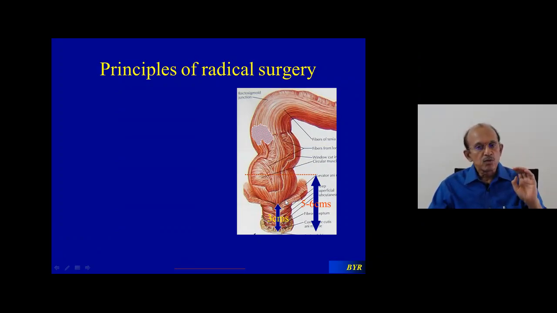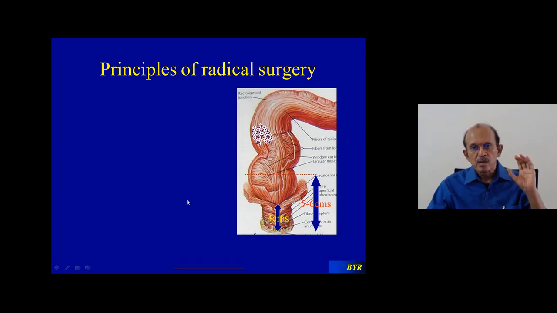So in that case, what you do, you remove the whole rectum and anal canal and you end up with colostomy. Take the descending colon and keep it as colostomy outside. So for colon surgery, for the rectal surgery, the type of radical surgery depends upon the site of the tumor.